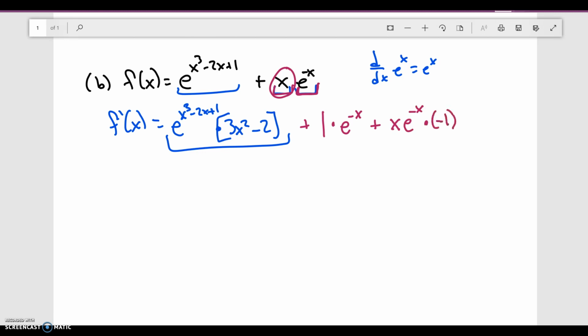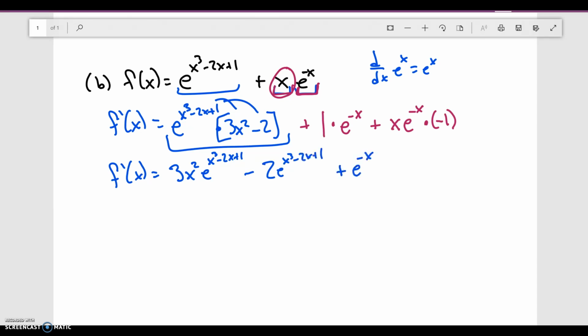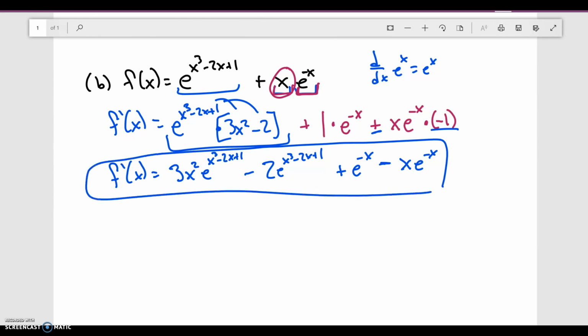Okay, so to clean this up a little bit, I'm going to have f prime of x is equal to, I can probably distribute this out. So I'm going to have 3x squared e to the x cubed minus 2x plus 1 minus 2 e to the x cubed minus 2x plus 1 plus e to the negative x. And then there's a minus here, so this is going to be a negative. 1 times this positive is going to make it a negative x e to the negative x. Okay, and this will be my simplified form.